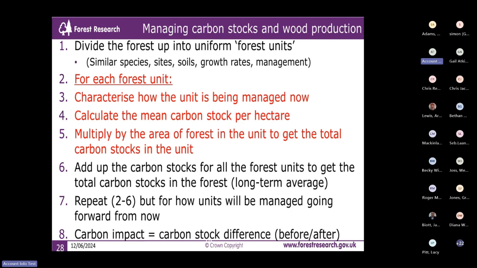And then you repeat that process for how you're planning to manage the forest in the future. Maybe you're going to introduce continuous cover forestry more. Maybe you're going to introduce areas of conservation for higher carbon stocks. Maybe you're going to mobilize some areas to produce more wood for substitution benefits. So you build that in, you repeat that, and you get a new carbon stock. And the carbon impact of your management decisions is then simply the difference between the carbon stock before you introduce the management as you calculated it, and the carbon stock afterwards. It isn't that difficult, is it?